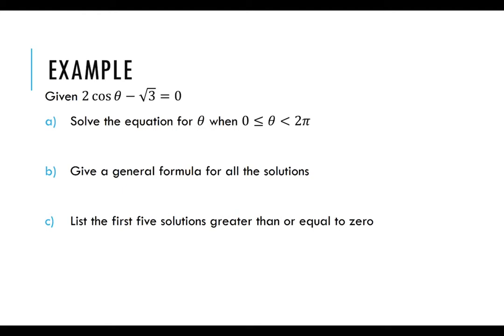Alright, so now we have 2 cosine theta minus root 3 is equal to 0. So let's actually find all of these solutions as asked. First, they want us to solve the equation for theta being between 0 and 2 pi. So really, we're just working off of the unit circle after we do the algebra. So how do we do this? Step 1, isolate the trig function. So if cosine of theta is my trig function, I need to get it by itself.